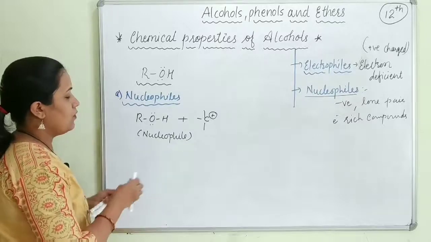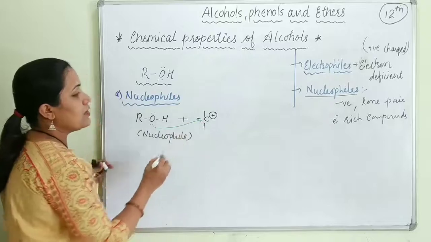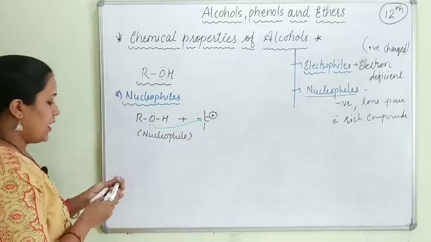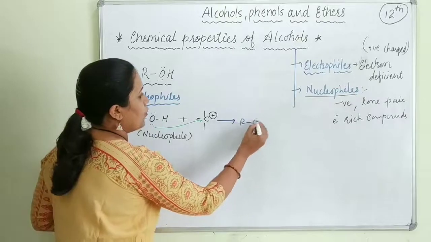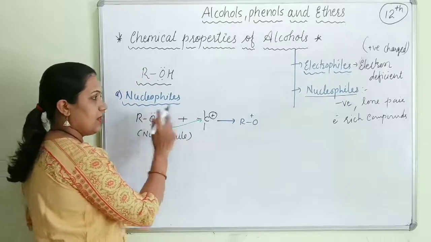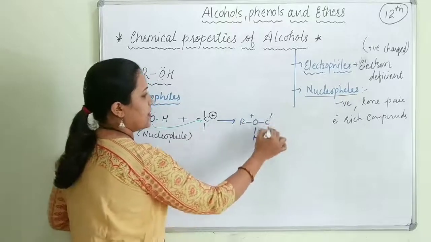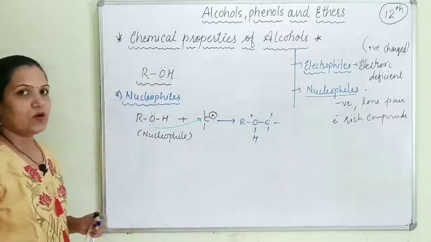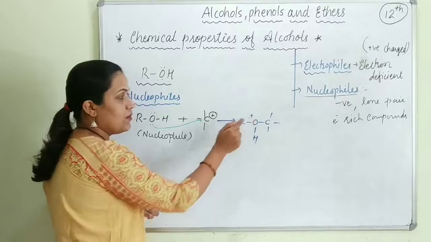So what will alcohol do? This oxygen will donate its electron pair to this carbocation, and we get the product as RO. It becomes positive as it has donated one electron, then it becomes C. Here I will be writing H, and then in this way. Got it? Now as we know, this O is becoming positive.